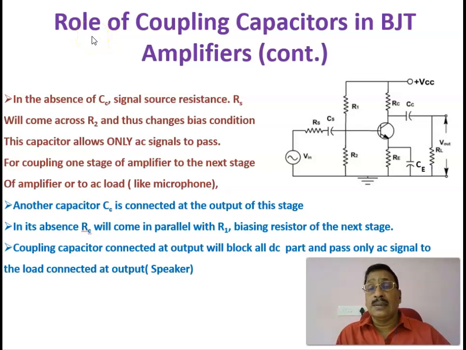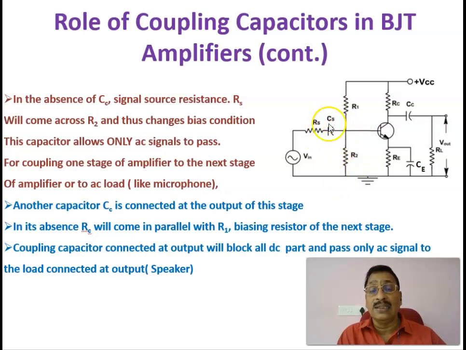In this slide I'll be explaining the role of coupling capacitors in BJT. We have already started, and this is a continuation of that. In the absence of this coupling capacitor CS, the signal source resistance RS would come across R1 and R2. If you draw the AC equivalent circuit, R1 comes in parallel with R2, and RS also comes across them, which changes the total resistance and affects the biasing.